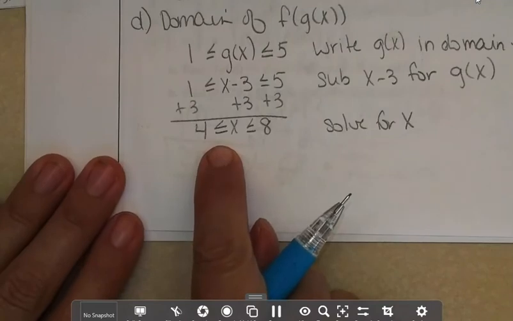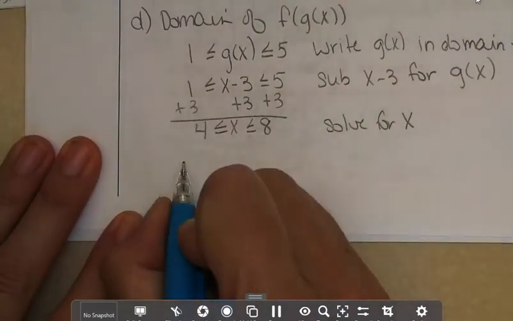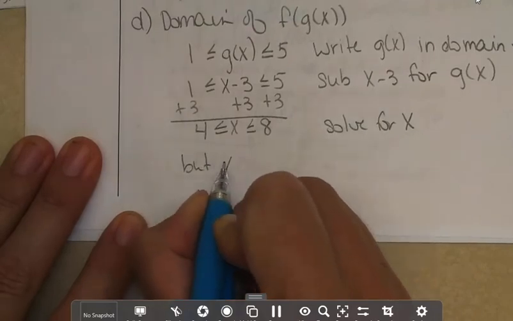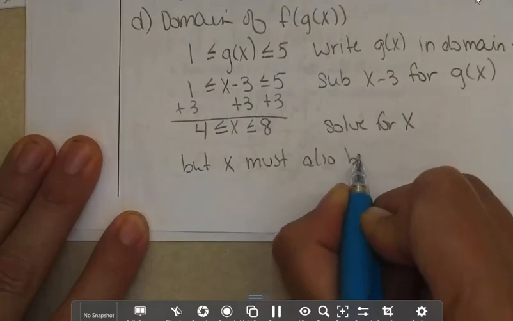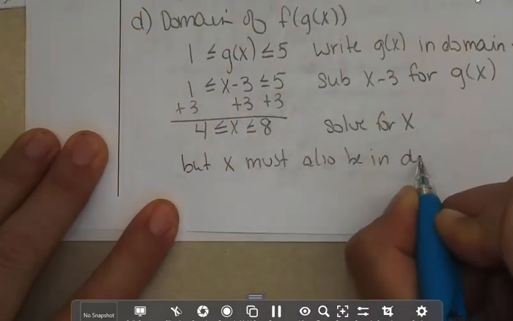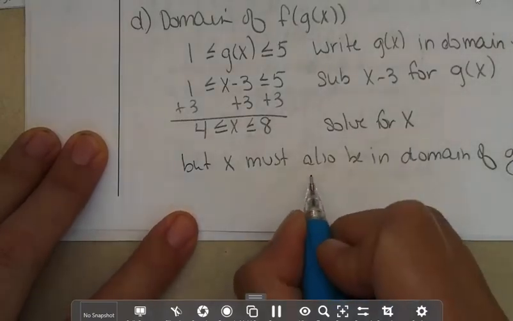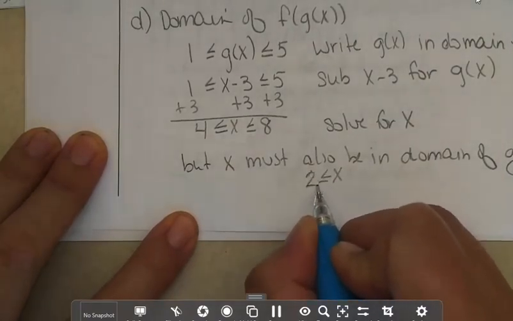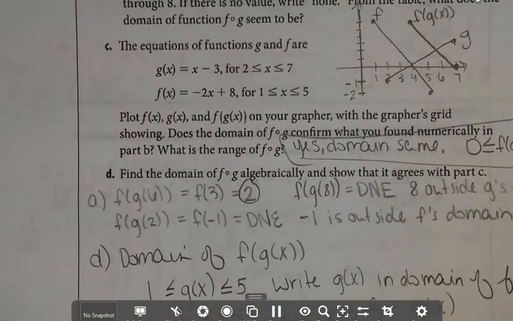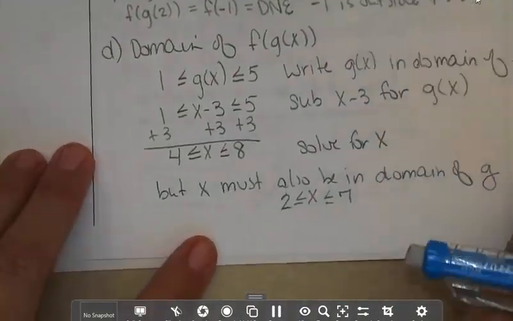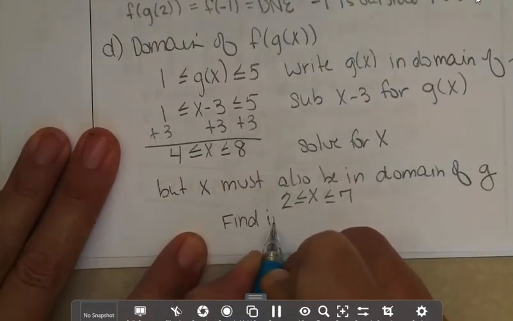However, x also has to be in the domain of g. So x must also be in the domain of g. And that domain is in between 2 and 7. Right? It was in between 2 and 7. So we're looking for the intersection. We need to find the intersection of the two domains.